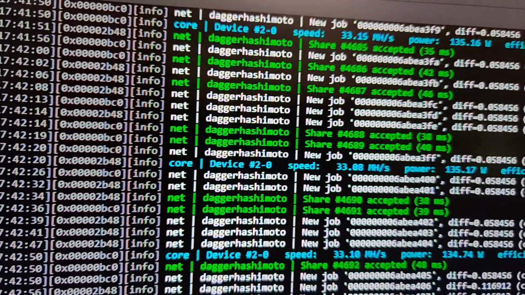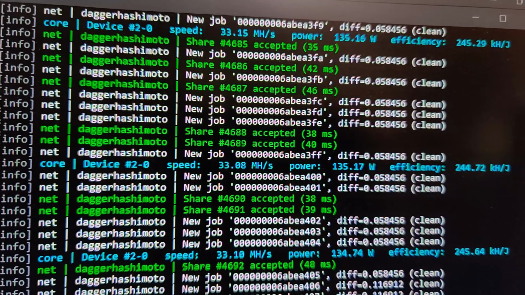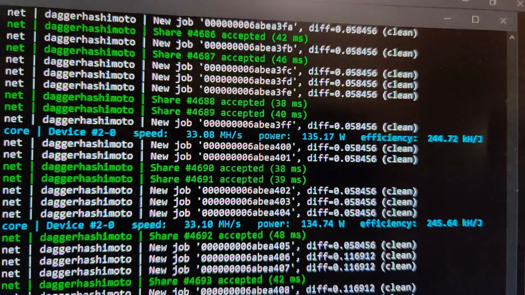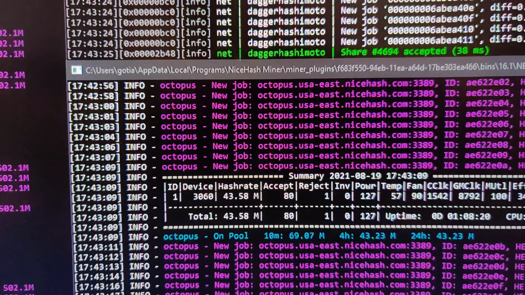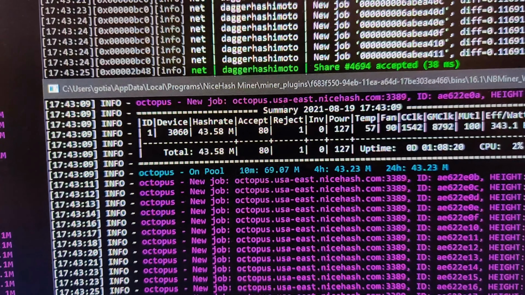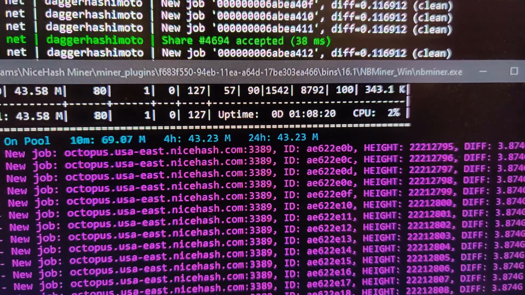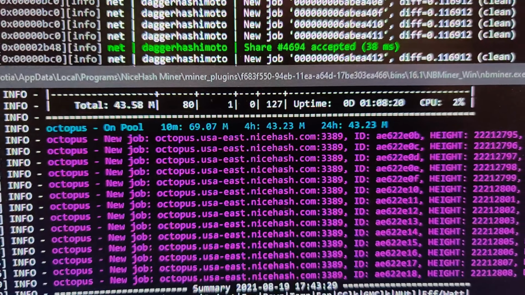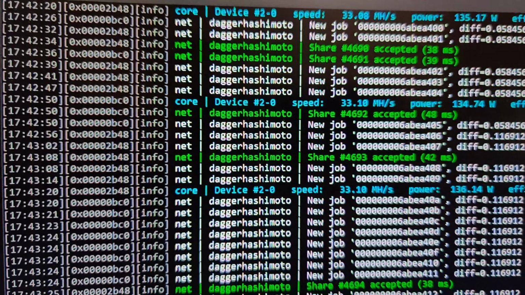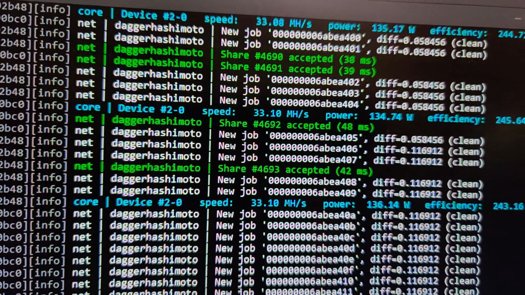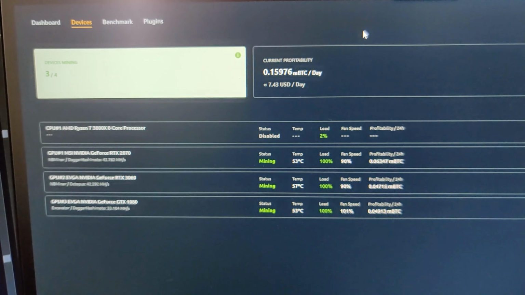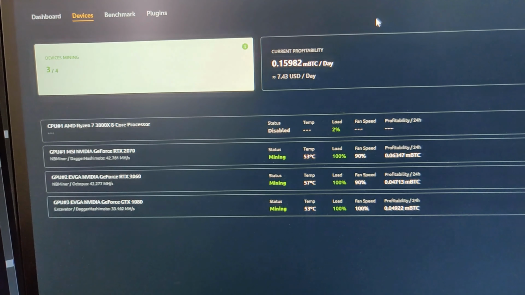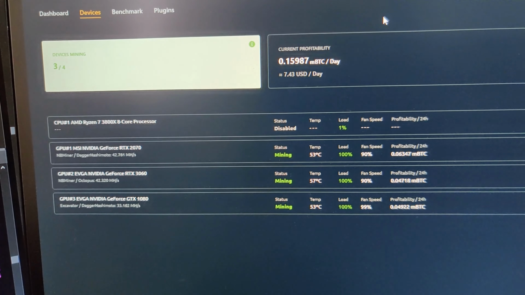Now going to my 1080. Over here on my 1080, it is at 33 mega hash, sitting at 244, 245 for efficiency. Down here, we have my 3060 sitting at 43 mega hash for Conflux and 343 for efficiency. The power draw is 127, and for the 1080 it is 136. Okay, so with that being said, let's go ahead and show you guys over here. I'm using NiceHash so I can get all these different algorithms going. Efficiency is important because it's drawing a certain amount of power.